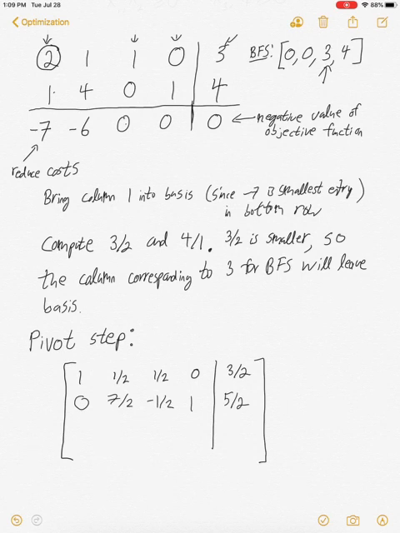In order to zero out the last row, what I want to do is add 7 copies of this first row to the last row. So if I do that, 1 times 7 plus negative 7 is 0. That's why I chose 7 copies of the first row. Take a half times 7 and add it to negative 6. That gets us negative 5 halves. And we continue doing this. We get 7 halves, 0, and 21 halves.